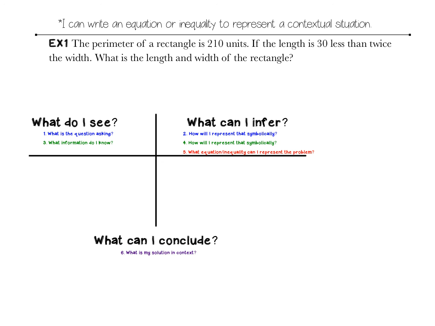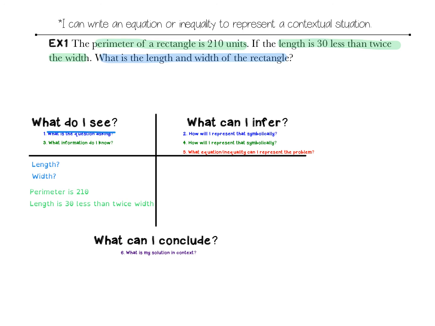All right, so the first thing I'm going to do is I'm going to read through, and I always want to start with what is the question asking. So when I go to this, it's asking what is the length and the width of the triangle. So I'm going to write that in on the left-hand side. At the same time, I'm going to ask myself, what information do I know? So I know that the perimeter is 210 units, and I know the length is 30 less than twice the width. So I'm going to go ahead and write that over on the left-hand side.